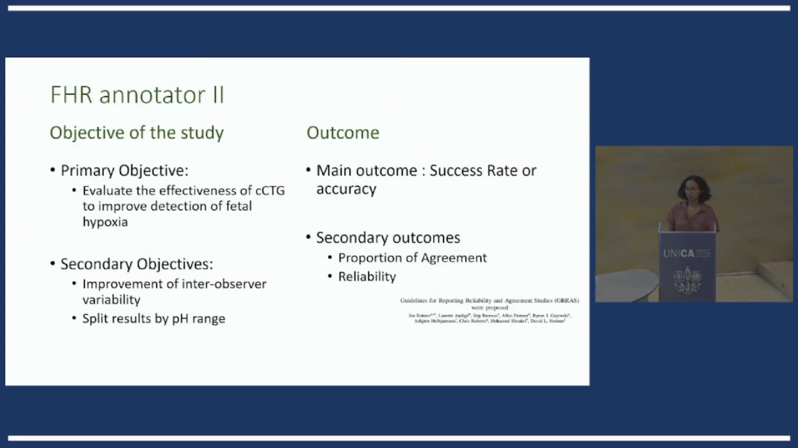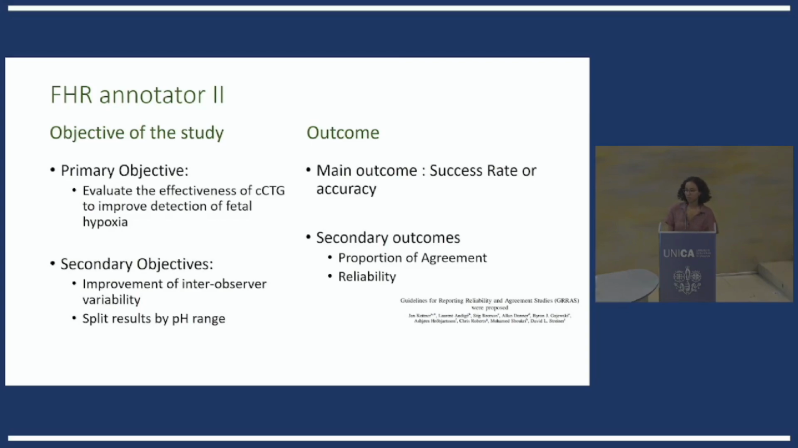So we built this study for this purpose, and we wanted to see if using computerized CTGs helps professionals to improve their accuracy to predict hypoxia. And secondly, we wanted to see the improvement of inter-observer variability and split the results by range of pH.